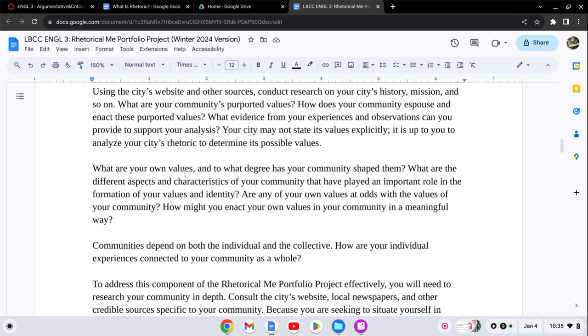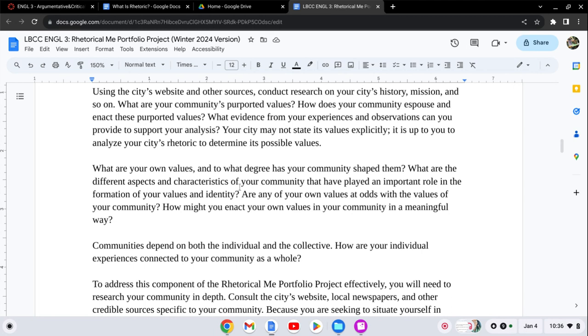What are your own values, and to what degree has your community shaped them? What are the different aspects and characteristics of your community that have played an important role in the formation of your values and identity? Are any of your own values at odds with the values of your community? How might you enact your own values in your community in a meaningful way? So think about that. What are some of the features of your community that have influenced the things that you hold to be important? Your beliefs, your sense of morality, your ethics, the ideas and concepts that you hold to be important. So you want to kind of think about that.